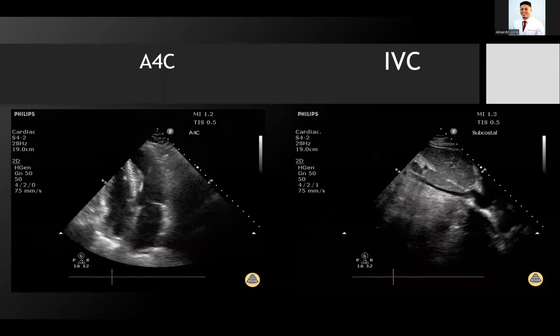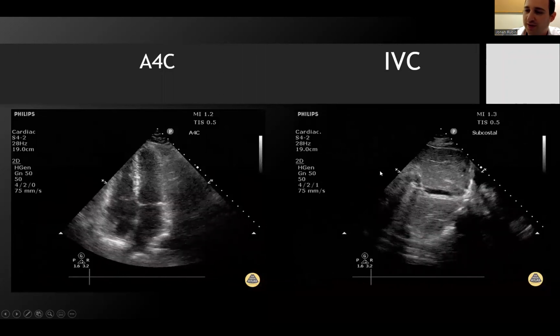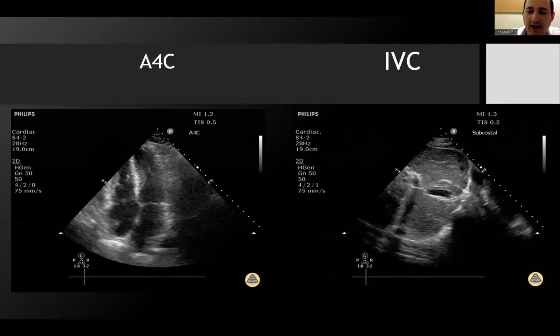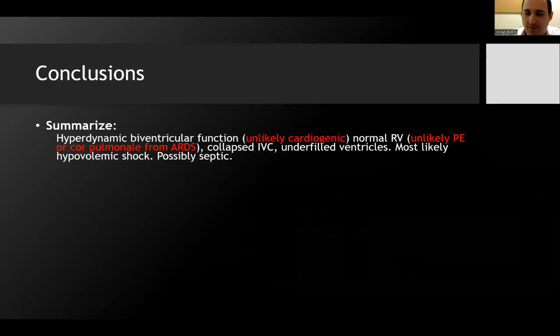He has not a lot of preload at this current time. Yeah, he's underfilled. So maybe low volume, or again, it could just be a hyperdynamic heart that's shoving that cardiac output so quickly. But more likely perhaps it makes you think something like hypovolemic.